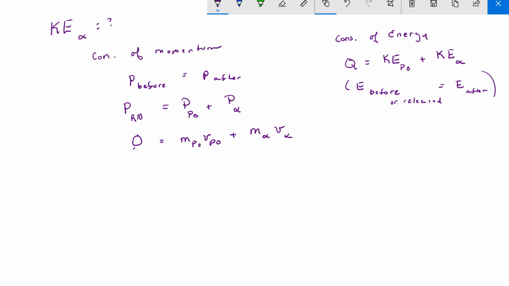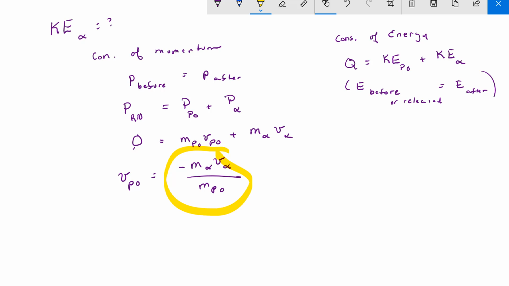We have two unknowns, the velocity of the alpha particle and the velocity of the polonium particle. And we have two equations. So now we can do some clever substitution. We're going to solve the first equation, the momentum equation, for the velocity of the Po. So I'm rearranging the equation for the velocity of Po using the magic of algebra.